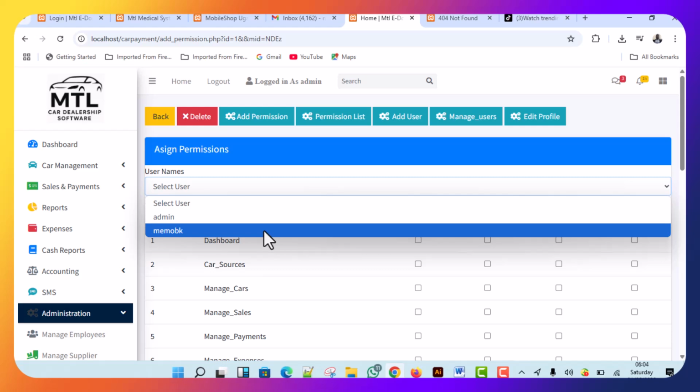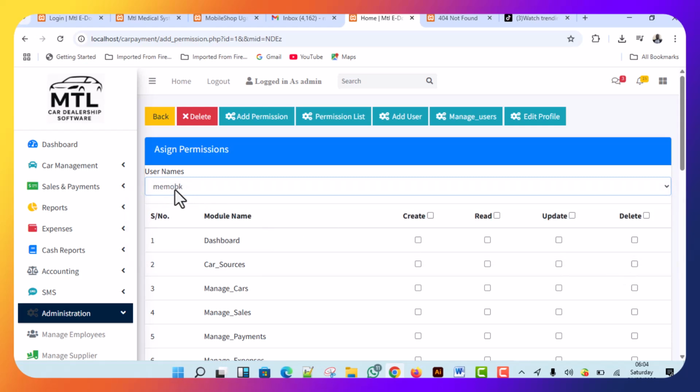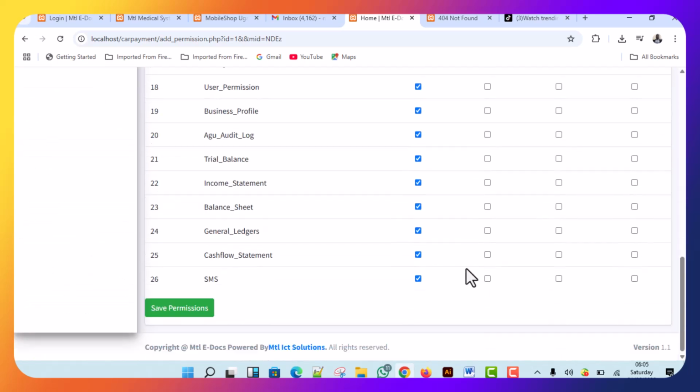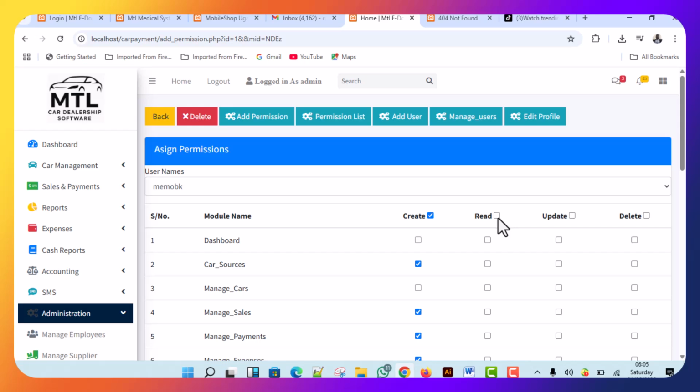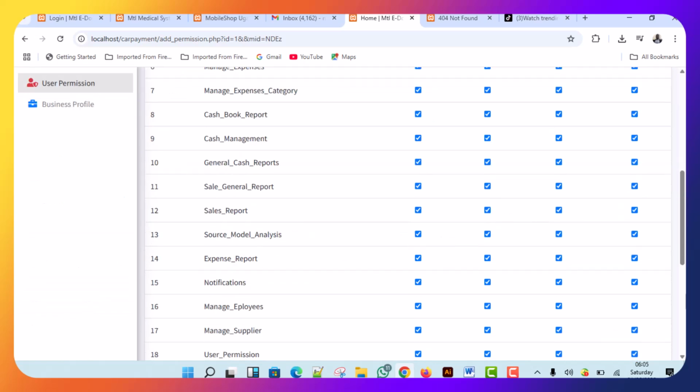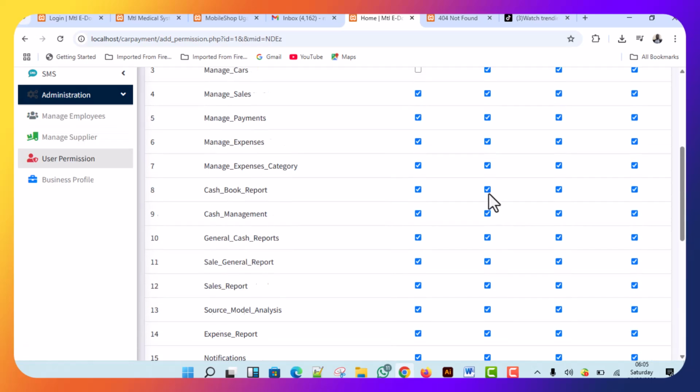So you say this is the username, then you select all the modules or some modules. You just need to check, then you save that permission.